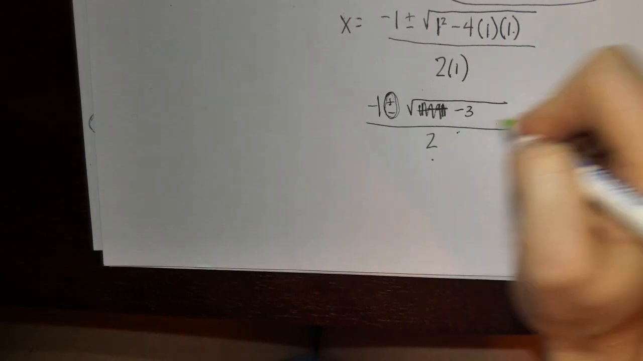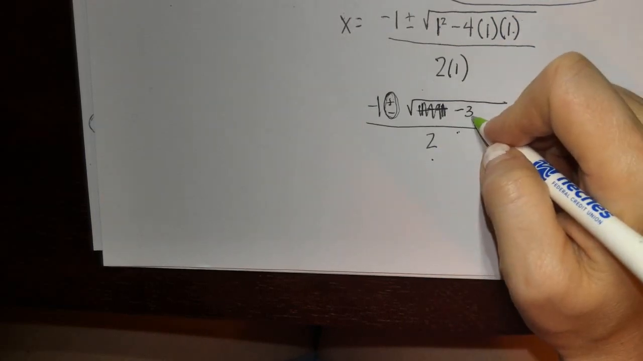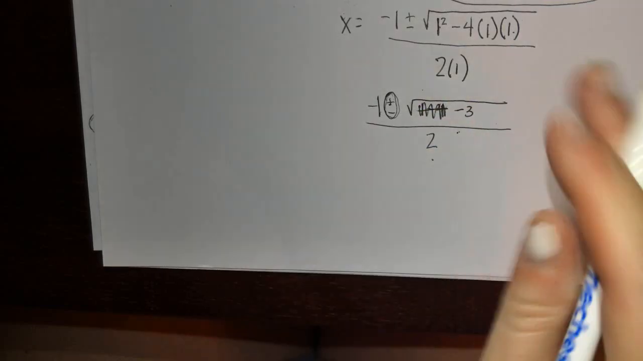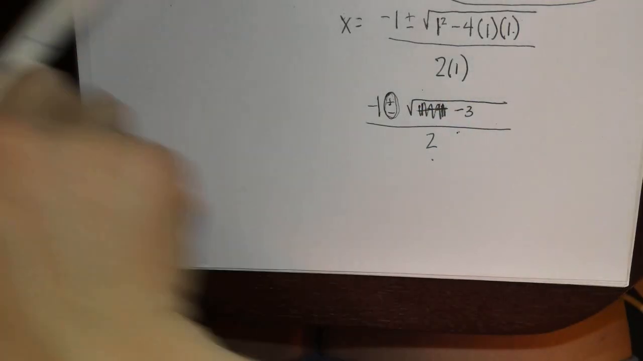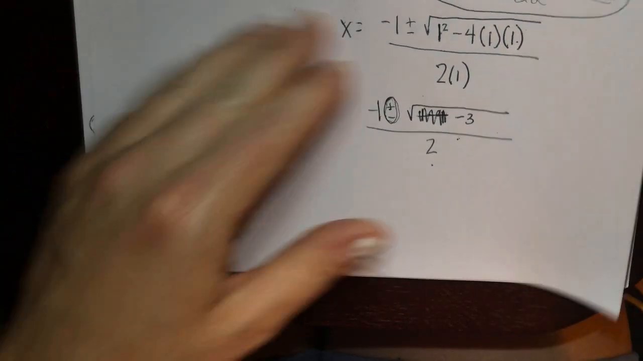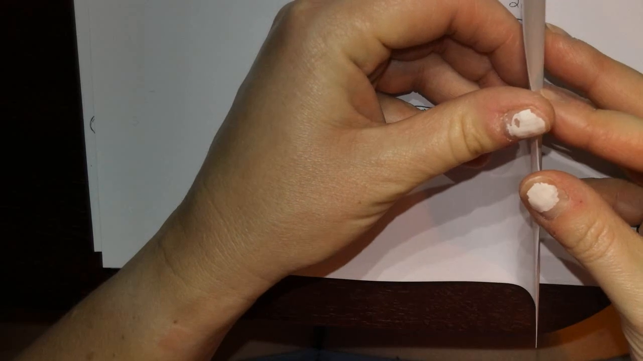So you're going to have negative 1 plus or minus the square root of negative 3 over 2. And that's where we're going to stop for right now. You could solve that if you had a calculator and you would get a decimal answer. But anyway, that's just what you do. You plug it in. Alright, so let's look at the next page of notes.